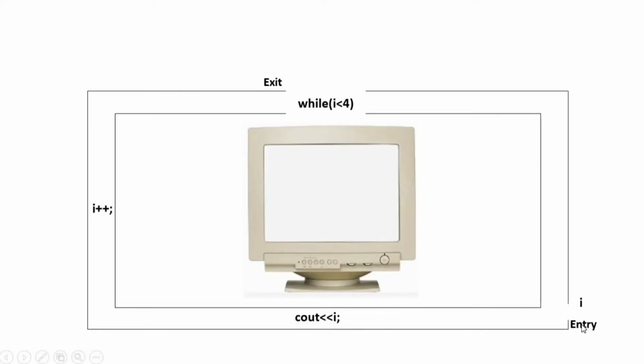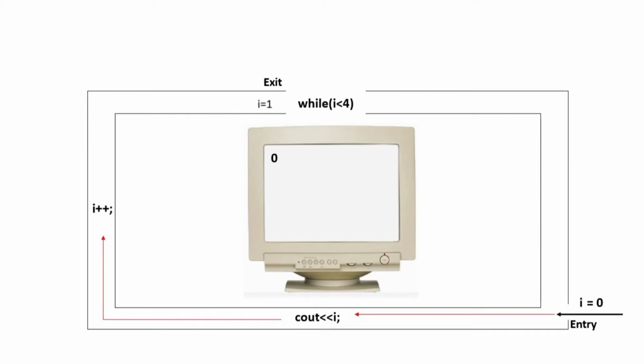In this loop, we have an entry point and we have exit point. Initially, I is equal to 0, and we can enter the loop directly without checking any condition. What is the first statement in the loop? First statement is cout I. We are printing the value of I. Value of I is 0. 0 will be printed. Then we are incrementing value of I by 1. Now I became 1.